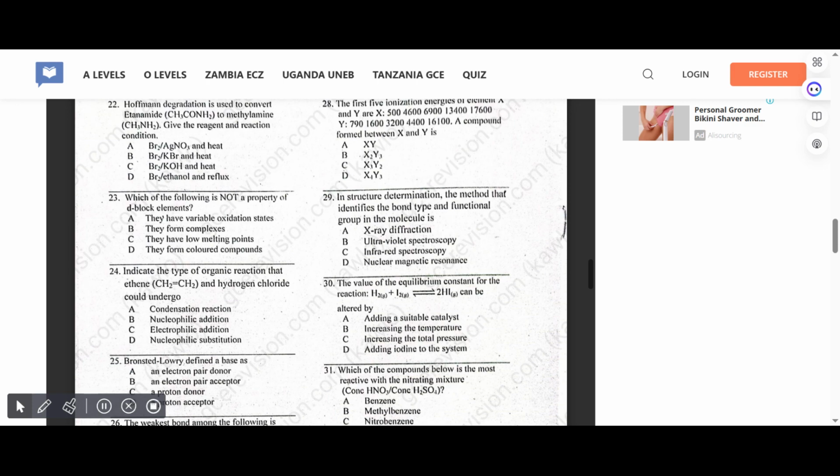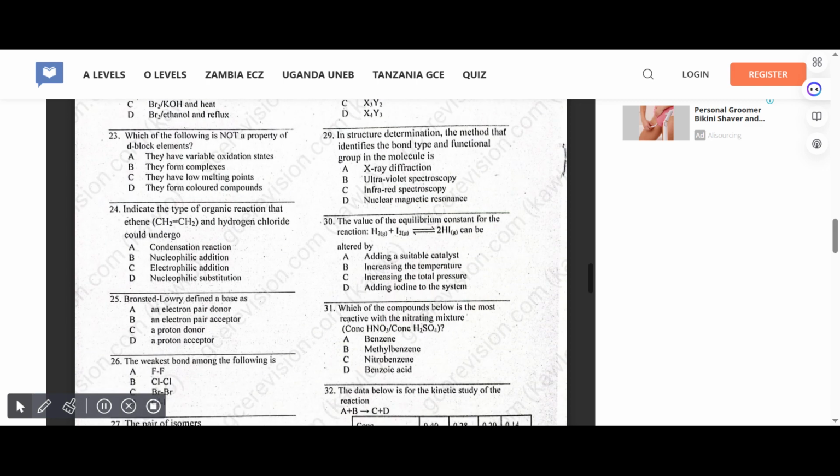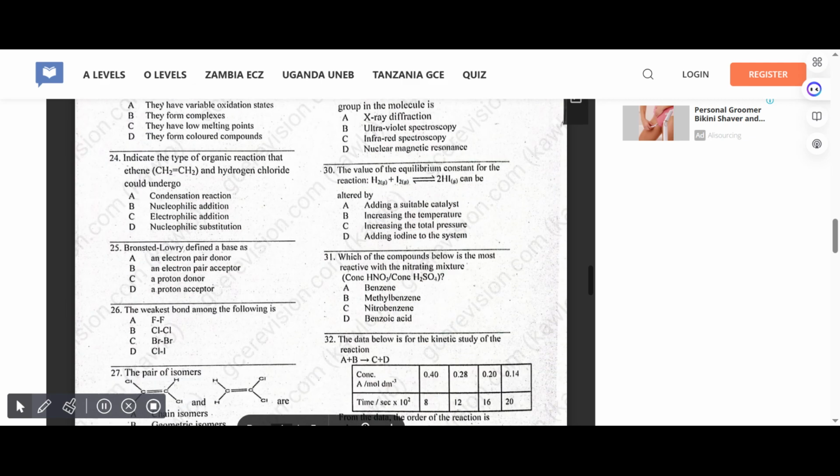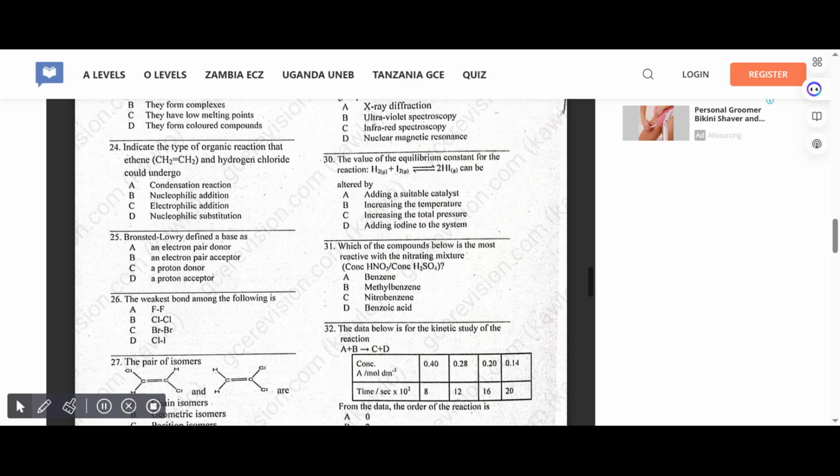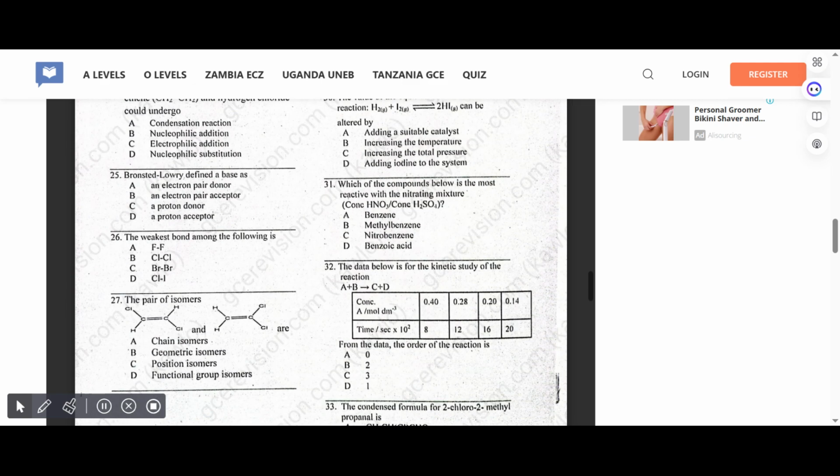infrared spectroscopy. The value of the equilibrium constant for the reaction of this formula can be altered by, correct answer is B, increasing the temperature. Which of the compounds below is the most reactive to the nitrating mixture? The correct answer for 31 is A, benzene.